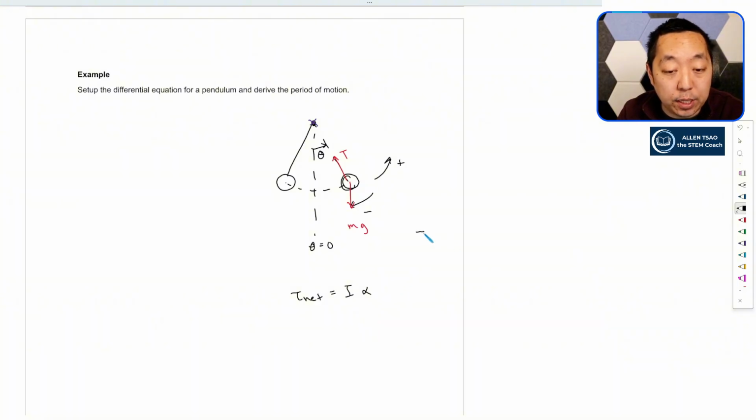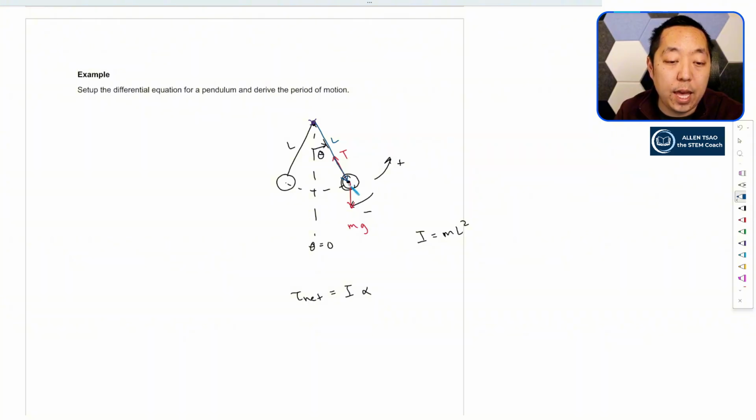Now the I is pretty easy because this is a block, and let's say the length of this string is L. It's mL squared because it's a point mass located a distance L away from our axis of rotation. So that part's pretty easy. The torque we've got to figure out here. If we draw our R vector from here, the tension's parallel to the R vector, so it doesn't exert any torque.